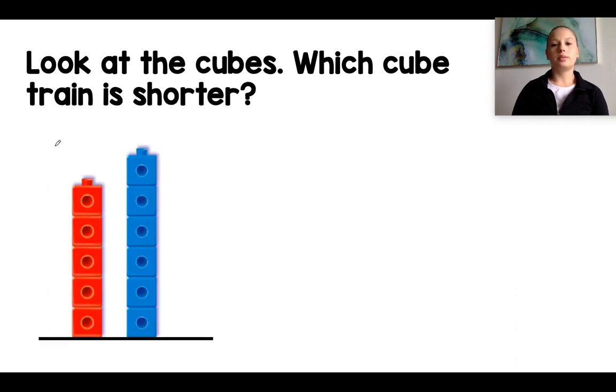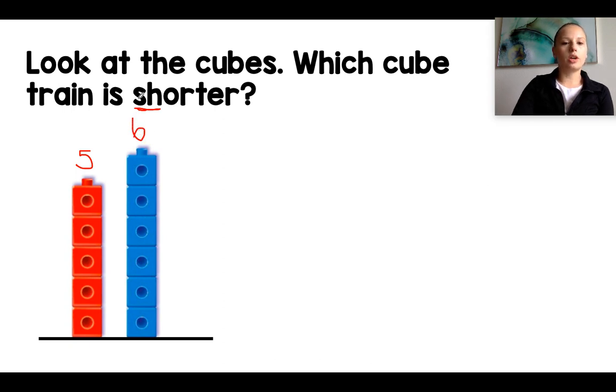Look at the cubes. Which cube train is shorter? Well, let's see. They're both on the floor. Let's count the red. 1, 2, 3, 4, 5. See, 5 red. Let's count the blue. 1, 2, 3, 4, 5, 6.